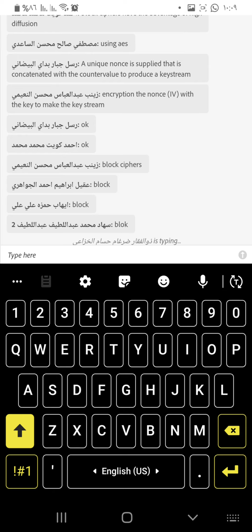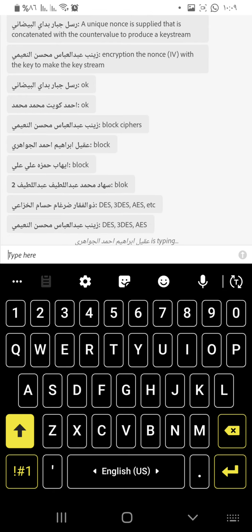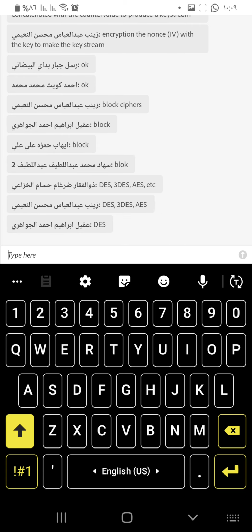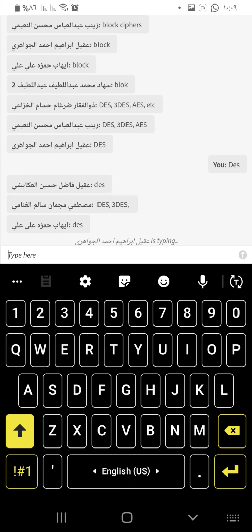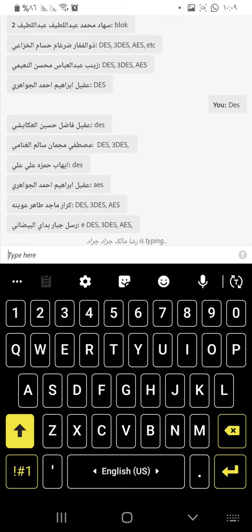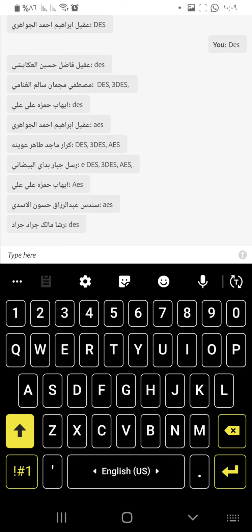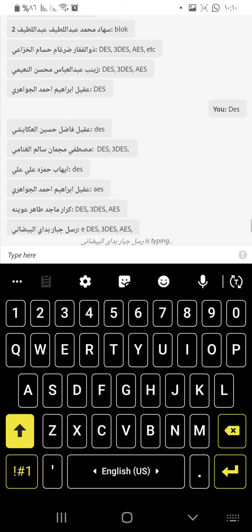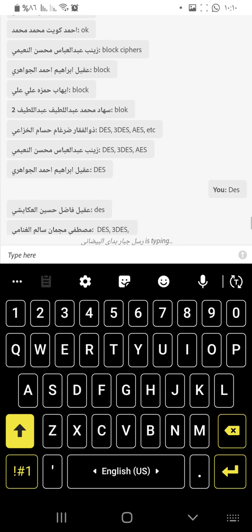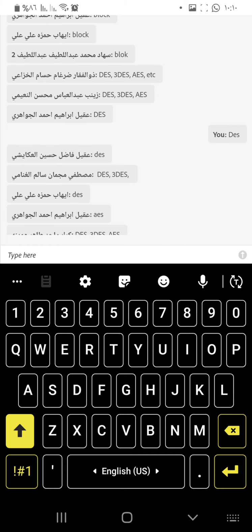Can you give me some examples of block ciphers? Yes, AES, Russell Jabbar, Karan Majid, and among the others. Zulfaqar Zaman, Zainab Abdul Abbas. Okay, next question.